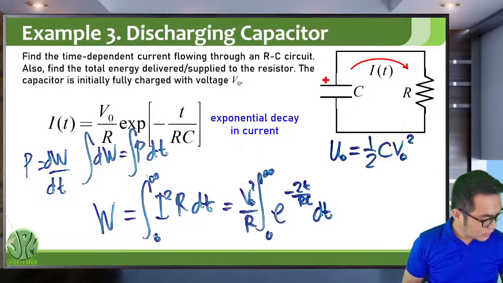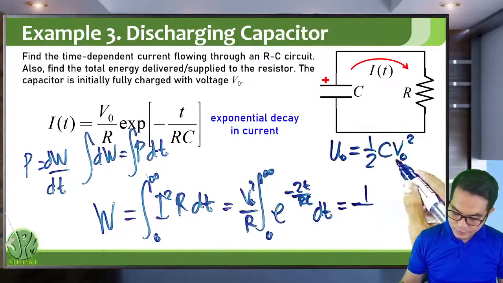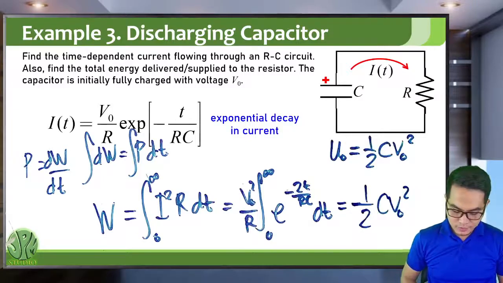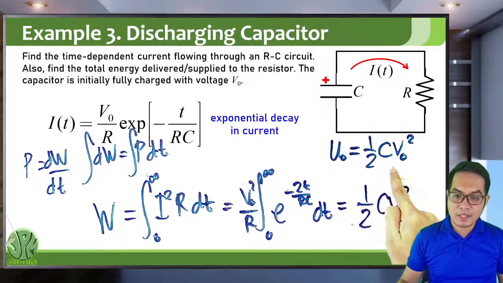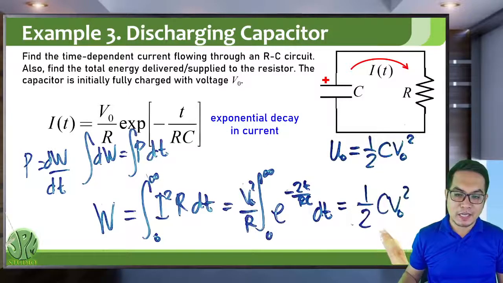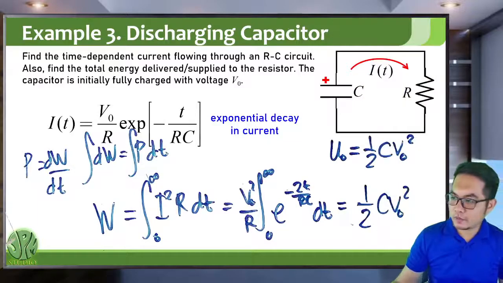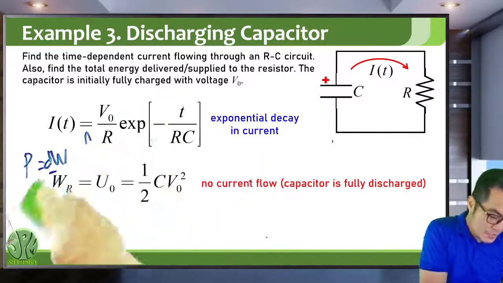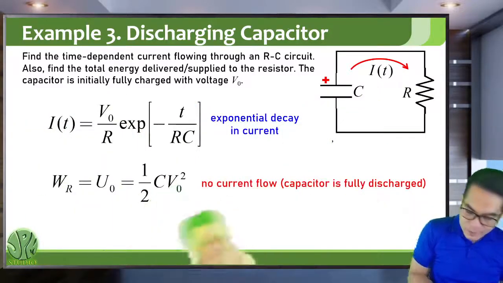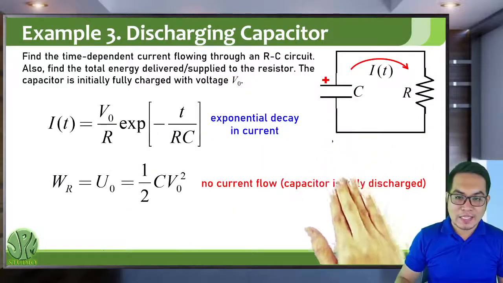And basically, you will get 1/2, this term, 1/2 C V naught squared. Meaning, all of the initial energy of the capacitor is delivered to the resistor, 1/2 C V naught squared, as it should be. Okay. So when all of the energy of the capacitor is delivered to the resistor, that's the time there will be no current flow, because the capacitor is now fully discharged.